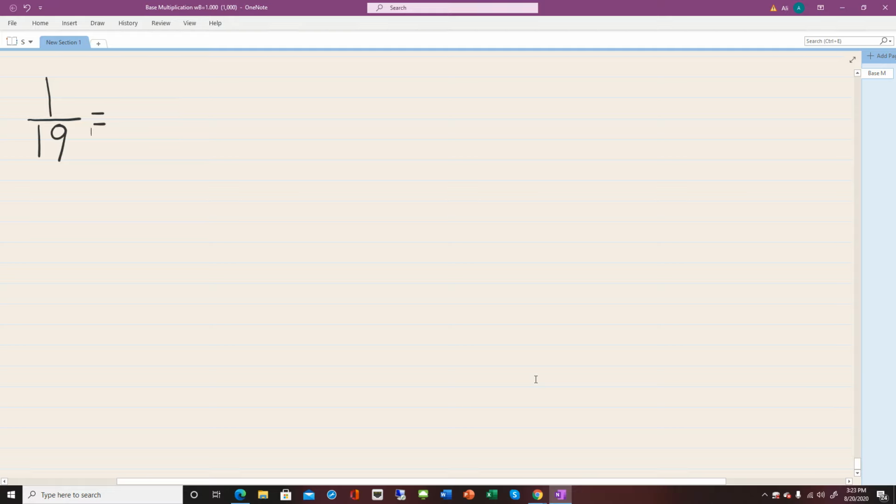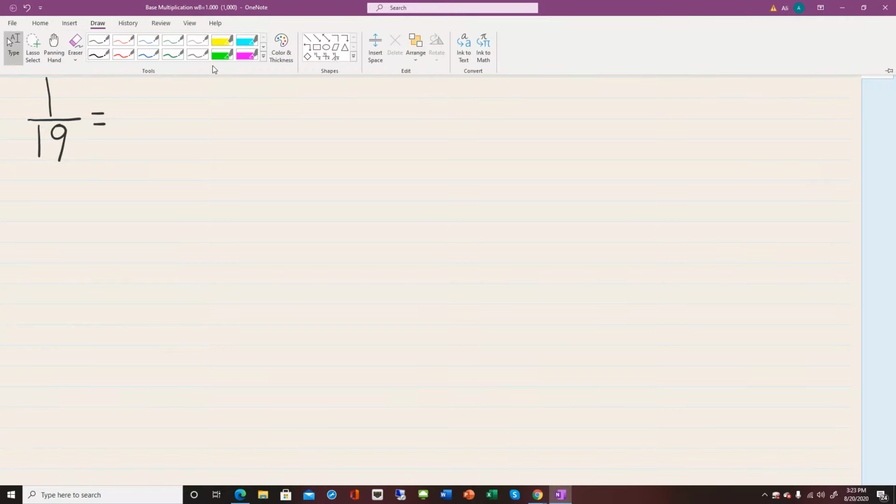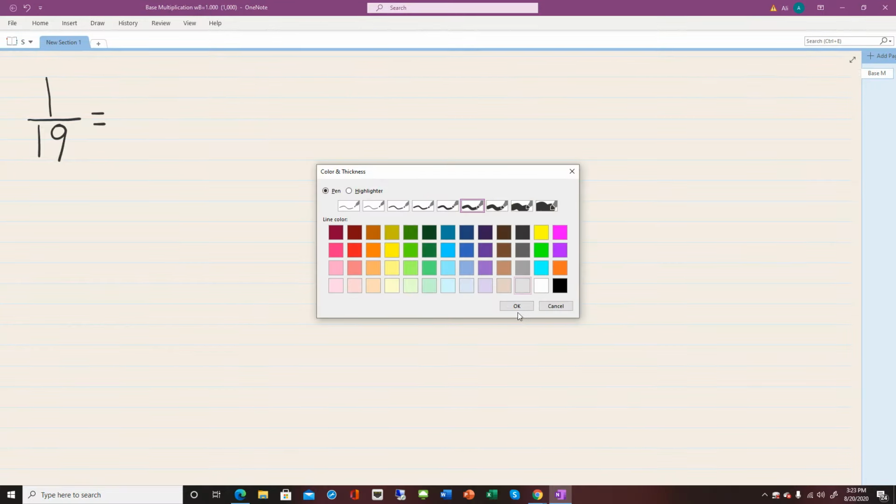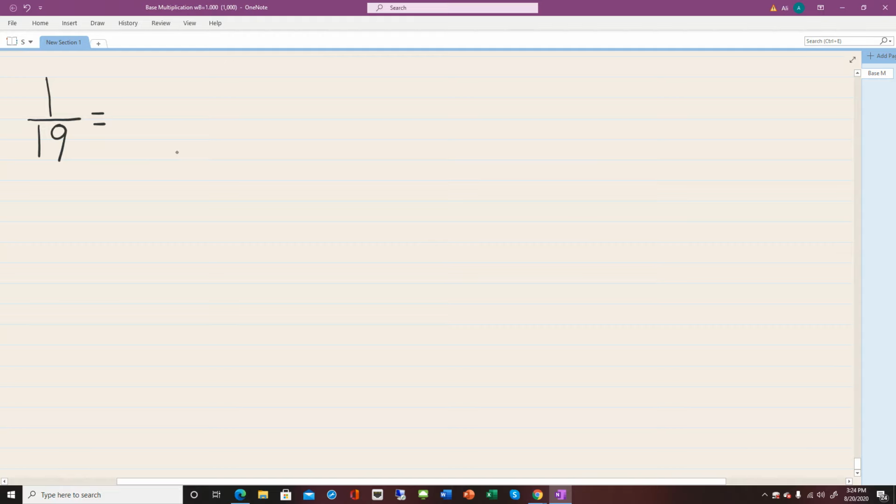Everybody. Today we're going to expand 1 over 19, and we're going to go left to right, okay? We're going to go left to right, and there's a term in Vedic math that's useful for these type of problems, and it's called the ekadika, and that means one more than the one before.